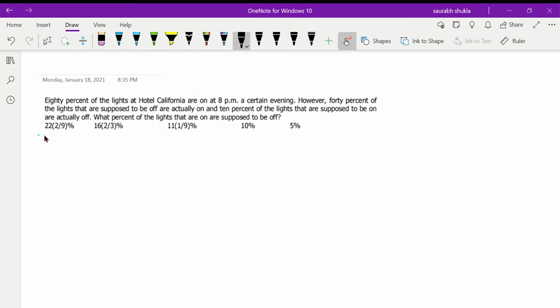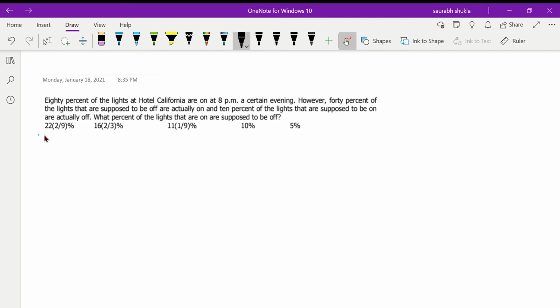80% of the lights at Hotel California are on at 8 p.m. a certain evening. However, 40% of the lights that are supposed to be off are actually on, and 10% of the lights that are supposed to be on are actually off. What percent of lights that are on are supposed to be off?